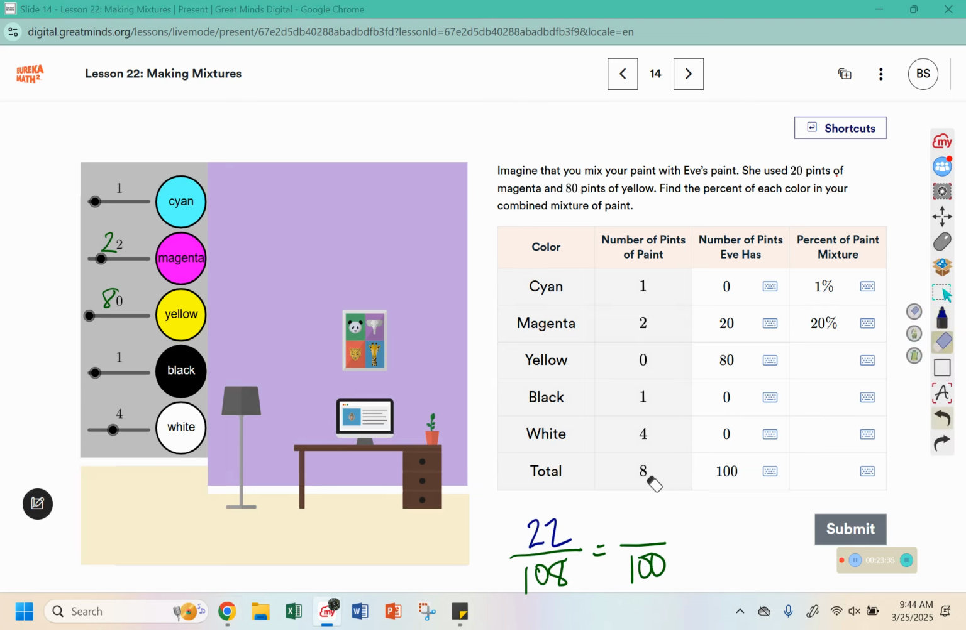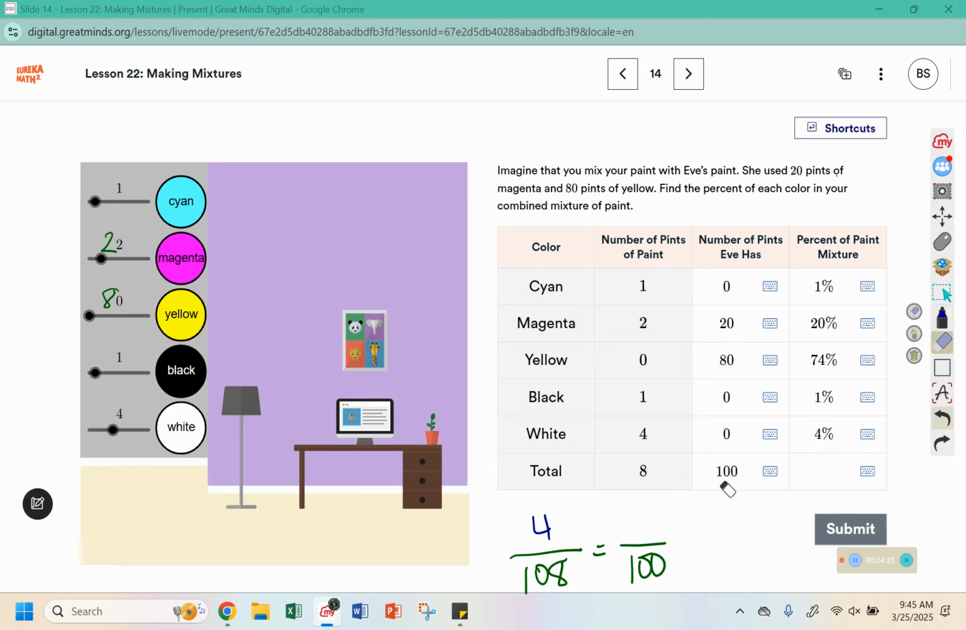80 out of 108 for the yellow. 80 times 100 divided by 108 is 74% when we round. For the black, I have 1 out of 108, just like for the cyan, so I'm going to say that's also 1%. For the white, I have 4 out of 108 total. 4 times 100 divided by 108 is 3.7, which rounds up to 4%.